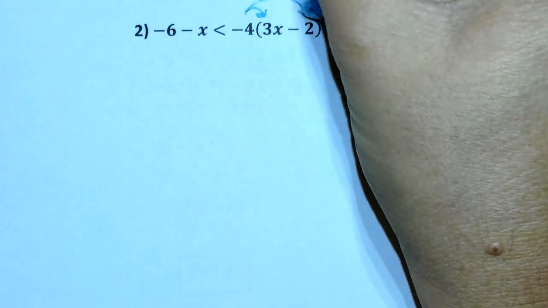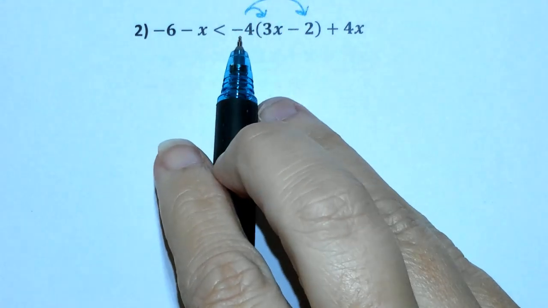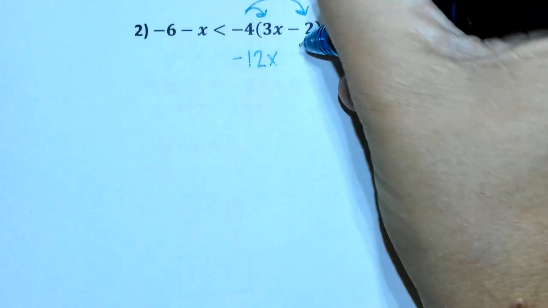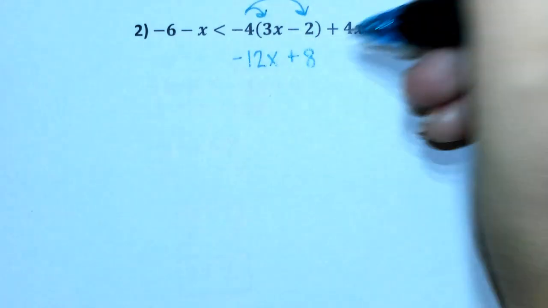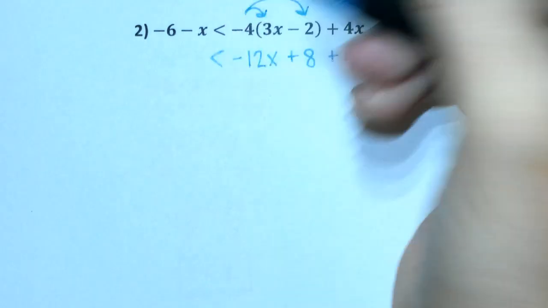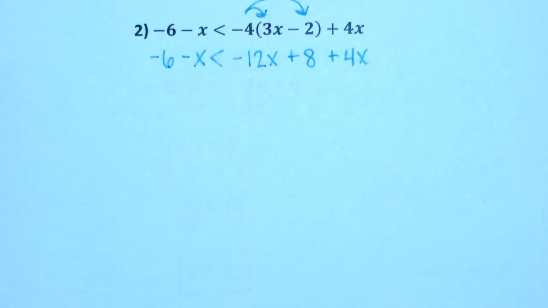Again, I start with the distributive property to get rid of my parentheses. Remember, we multiply, so negative 4 times 3x is negative 12x. Negative 4 times negative 2 is a positive 8. And then you just bring down the rest of your terms. The symbol stays the same for now. Negative 6 minus x.